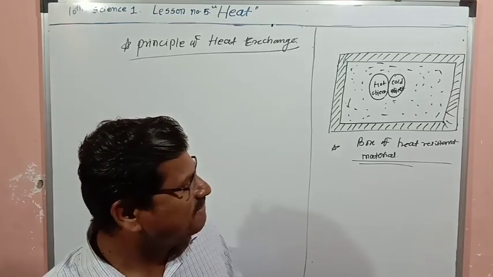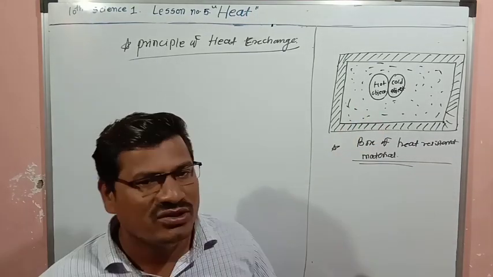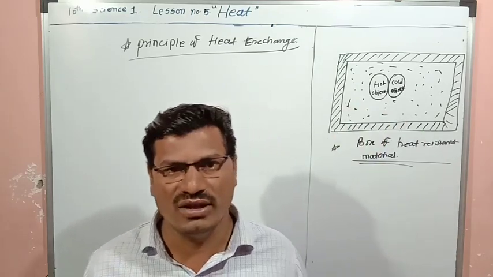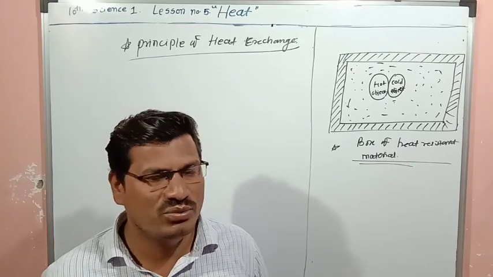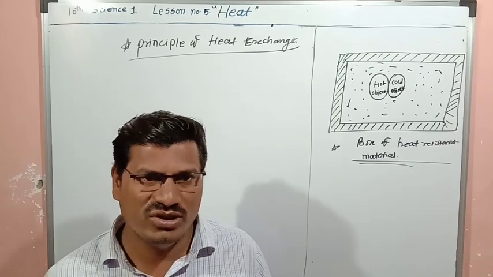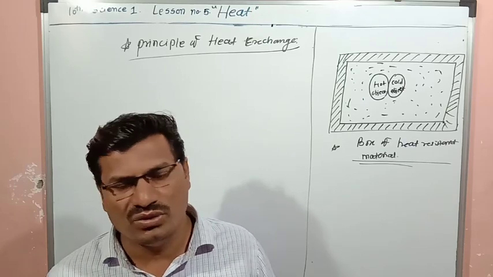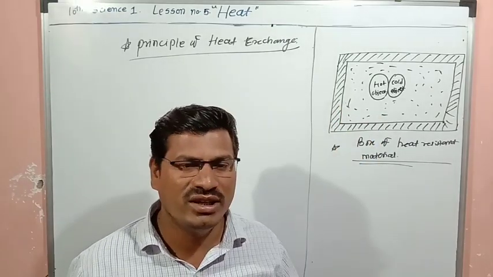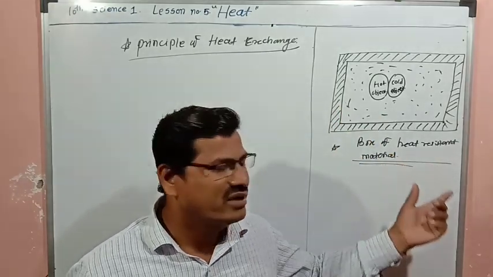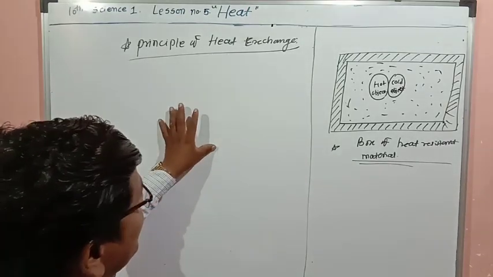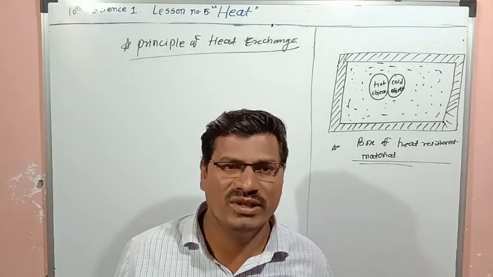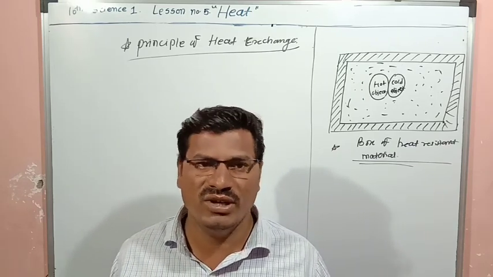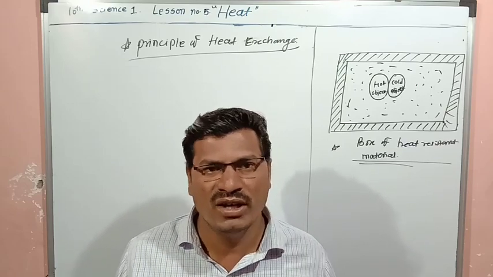So next thing is that here one object is losing heat energy. Suppose the hot object loses some amount of energy, and that much energy is gained by the cold object. So the energy lost by the hot object is equal to the energy gained by the cold object. These two objects are kept in a thermally isolated box or heat resistant box. So what is the principle of heat exchange? The amount of heat energy lost by the hot object is equal to the amount of heat energy gained by the cold object. It is called the principle of heat exchange.